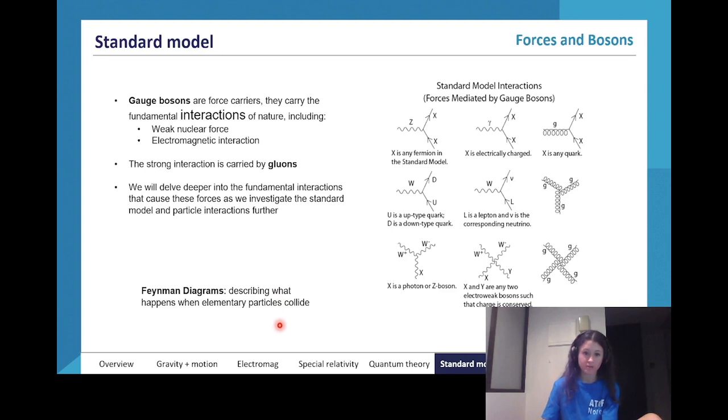So the Feynman diagrams describe what happens when elementary particles collide, and you can see a few of these over here.